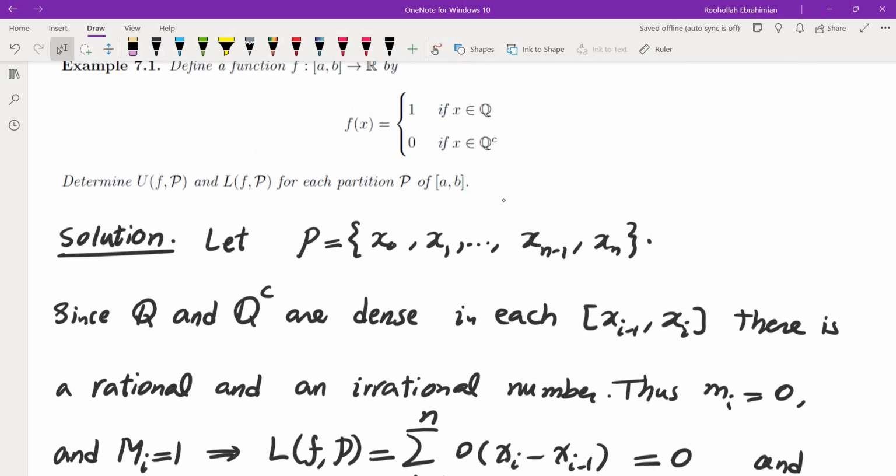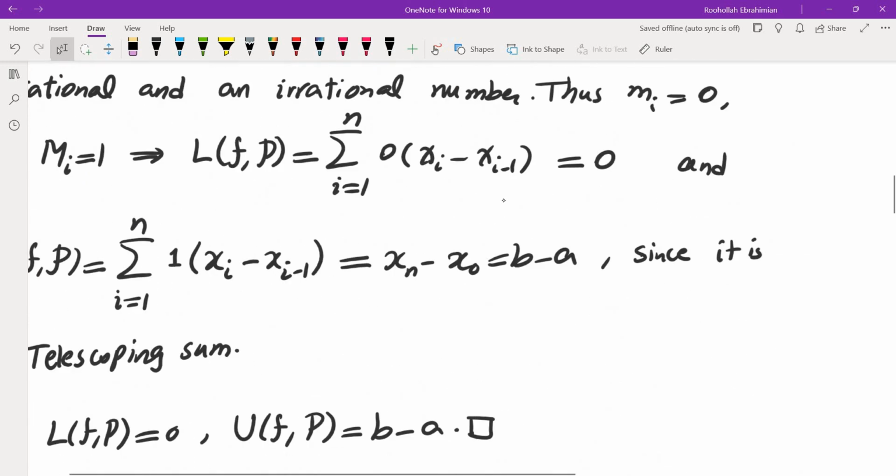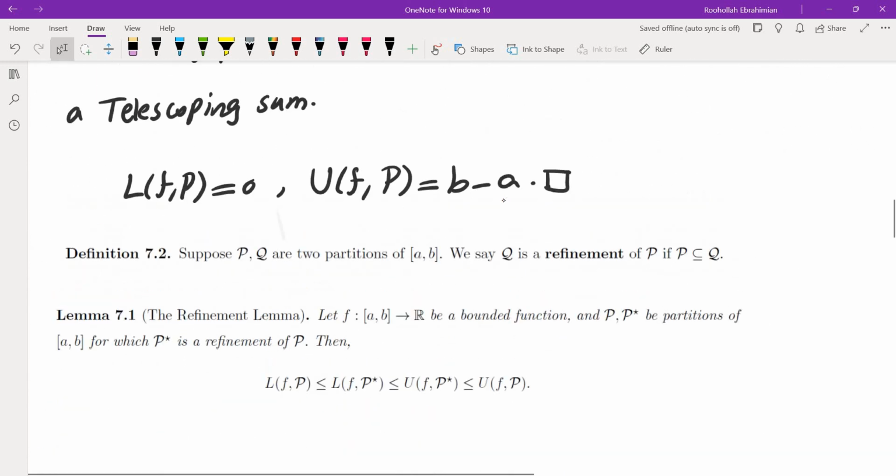So going back, they asked us to find the upper sum and lower sum for each partition. In fact, lower sum and upper sum do not depend on our partition in this case. Whatever partition that you take, the lower sum is always 0, the upper sum is always b minus a. Let's see why that makes sense.